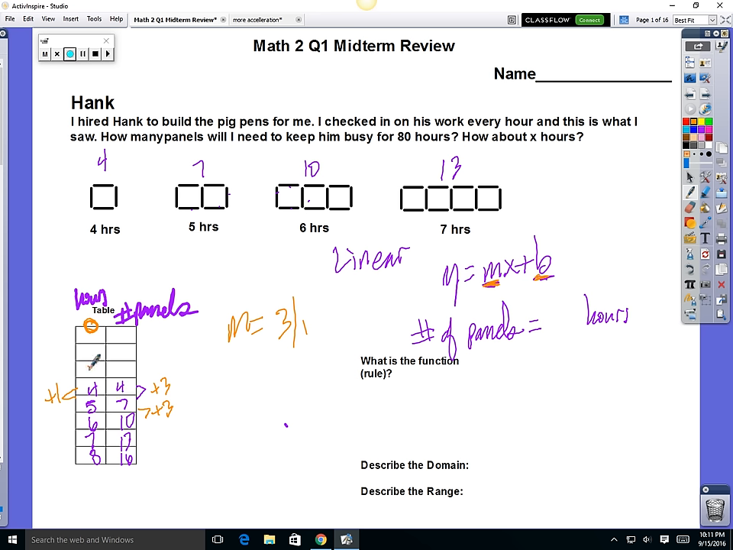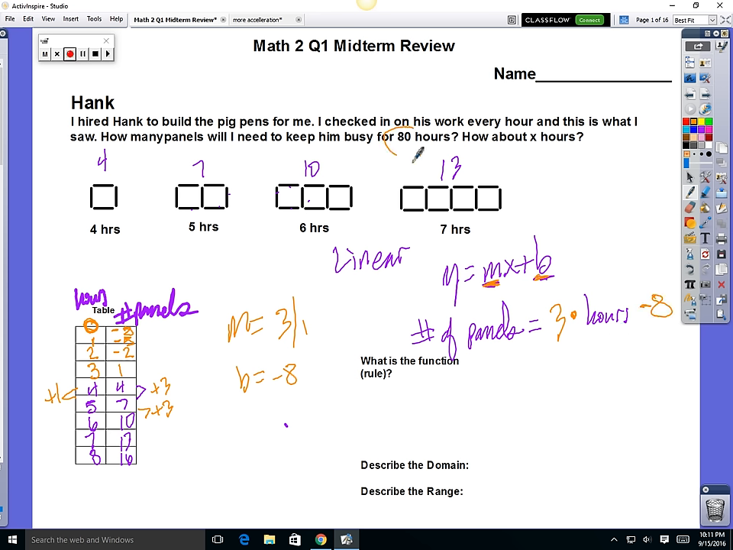So if I start working backwards, at 3 hours, I subtract 3, subtract 3, subtract 3. 2 hours is 1 subtract 3, which is a minus 2. 1 hour would be minus 2 subtract 3, which is a minus 5. And 0 hours should be a minus 8. So my b is a minus 8. So my function is the number of panels equals 3 times any hour you wish, and then after you times that, you need the minus 8.